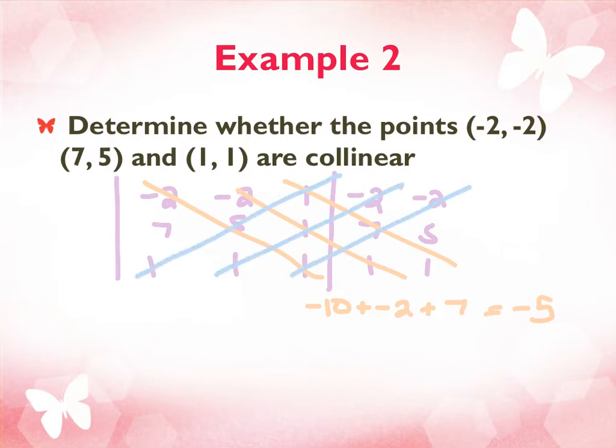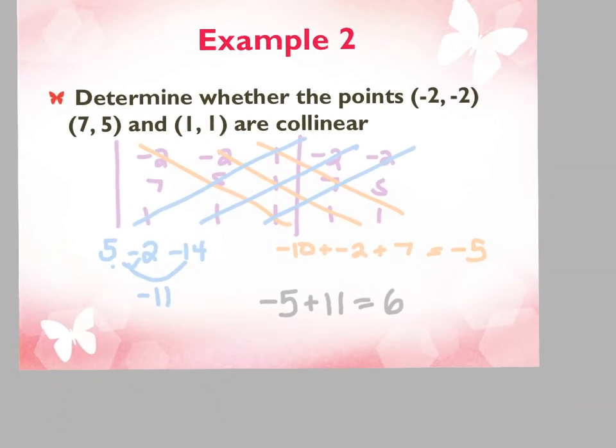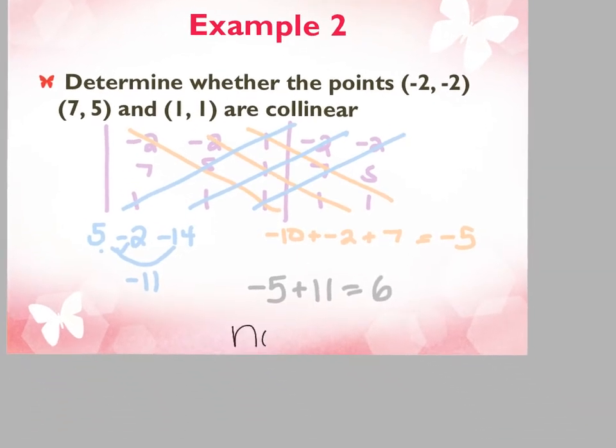1 times 5 is 5, times 1 is 5. -2 times 1 is -2, times 1 is -2. -2 times 7 is -14, times 1 is -14. So 3 minus 14 is -11. And the area here, the determinant, is -5 minus the -11, which is 6, which means these points are not collinear.